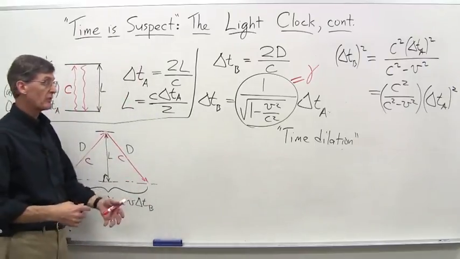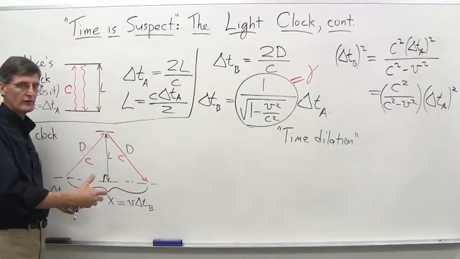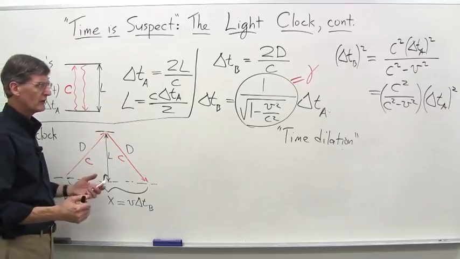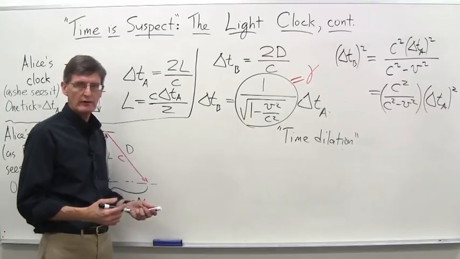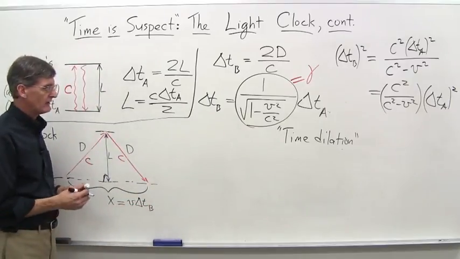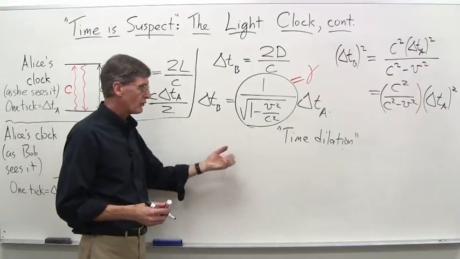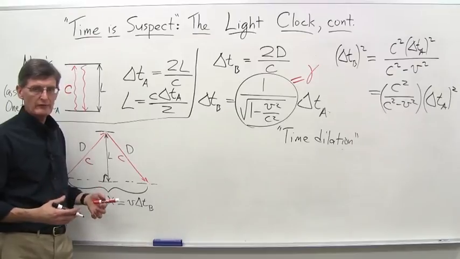And really, you can reverse the process. Alice, looking at Bob's clock, is going to get the same result, and she's going to see his clock ticking more slowly. And so you might be thinking, well, what's the deal with that? How do we understand that? We'll have to figure that out, although really, it all comes back down to the relativity of simultaneity.